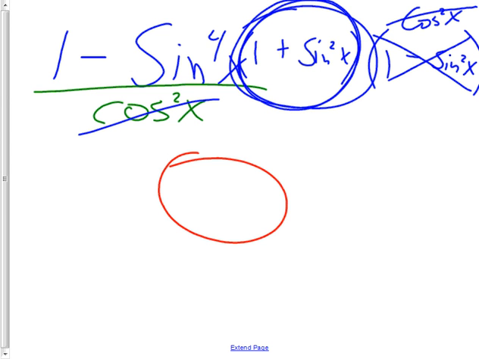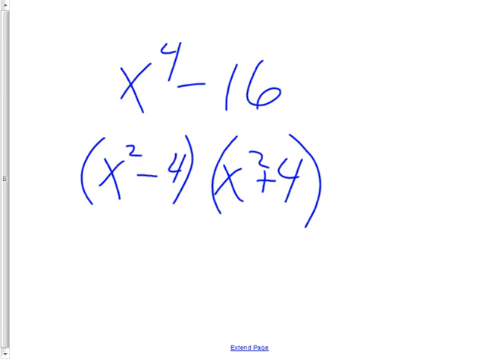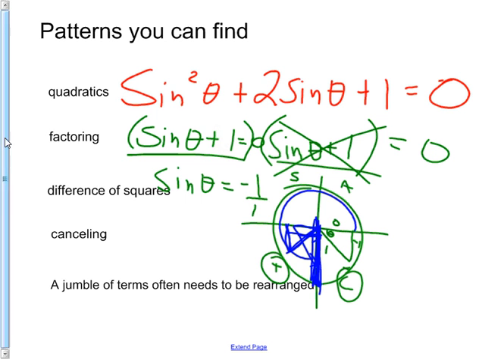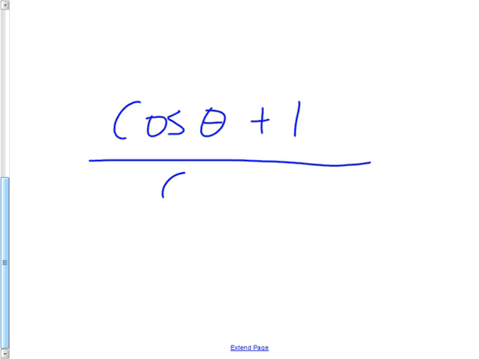All right. So you need to be able to do difference of squares. I told you that since the beginning. I'm reminding you. All right, and then canceling and a jumble of terms. Canceling is just, some kids still get confused on, can or can't you cancel the cosines in this scenario? No, you cannot. Can you cancel the cosines in this scenario? Yes, you can.